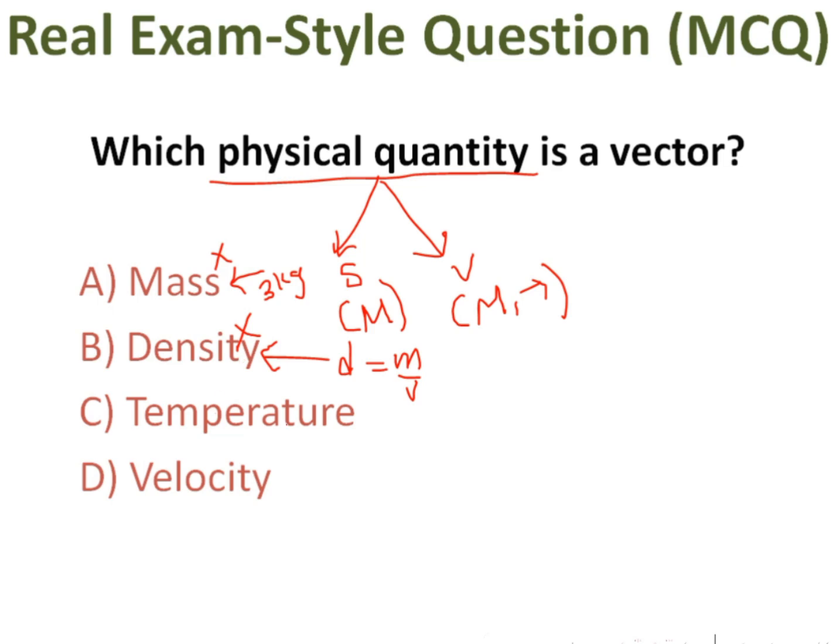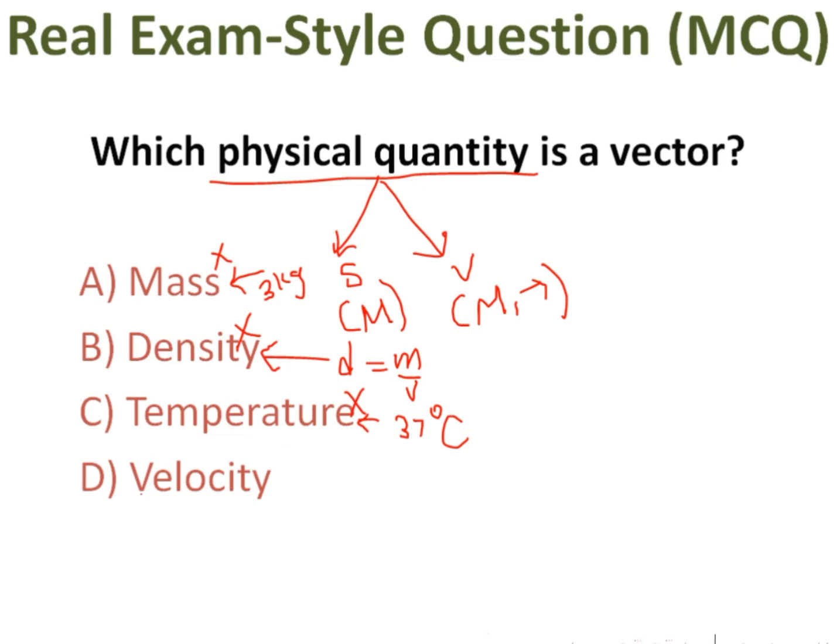Next, temperature. Temperature tells us how hot or cold something is. It has a numeric value. For an example, 37 degrees Celsius, but no direction in space. So it's also a scalar quantity. And there's no such thing as temperature pointing east, right?